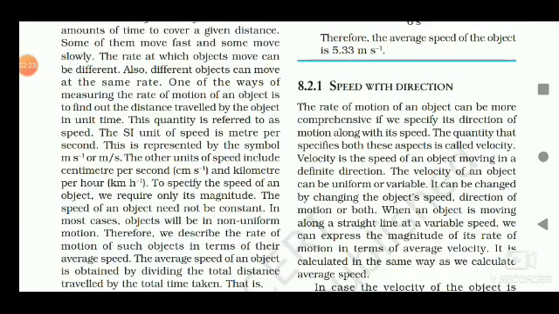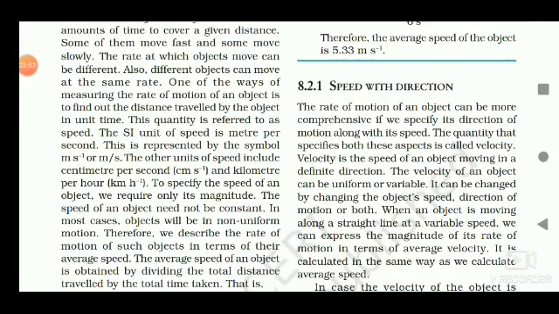So, what is speed? Speed is the distance traveled by an object in unit time. The SI unit of speed is meter per second, or meter second inverse. Another unit is centimeter per second in the CGS system, and kilometer per hour. To specify the speed of an object, we require only its magnitude. The speed of an object need not be constant. In most cases, objects will be in non-uniform motion.